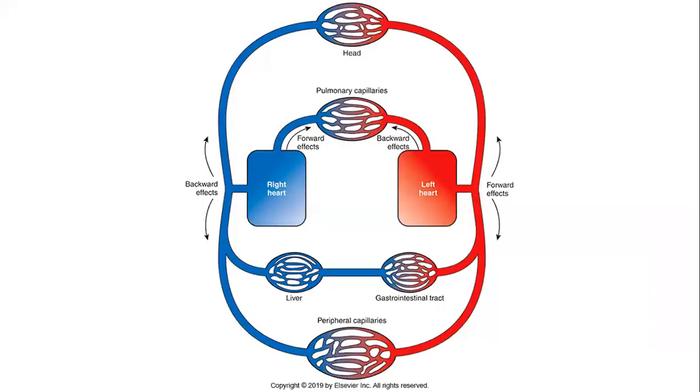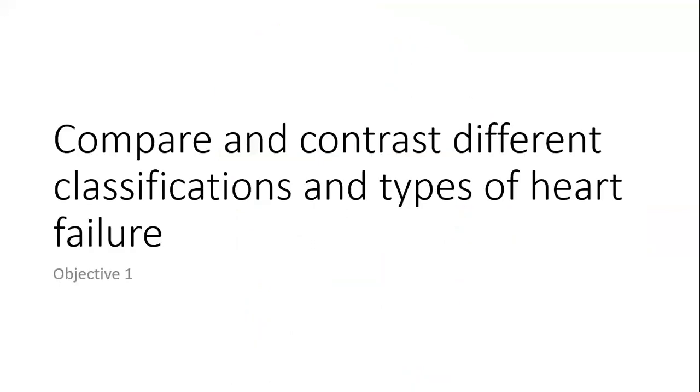This is just a reminder of how the right and left heart relate to the pulmonary and systemic circulation, and it illustrates the impacts of forward and backward effects. Backward effects are characterized by buildup because the blood can't get into the heart, and forward effects are a consequence of buildup because blood can't get out of the heart.